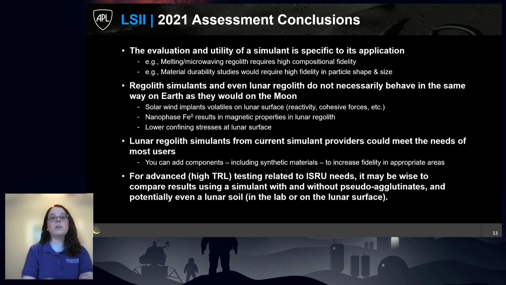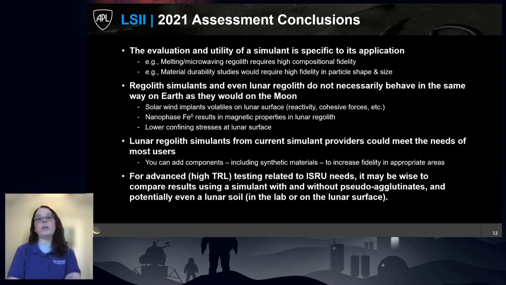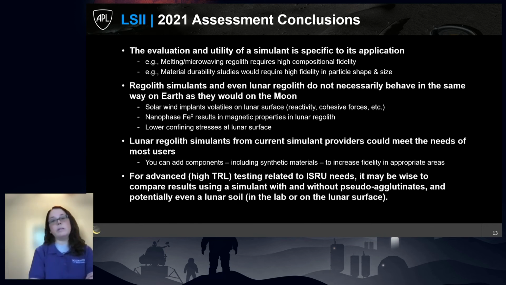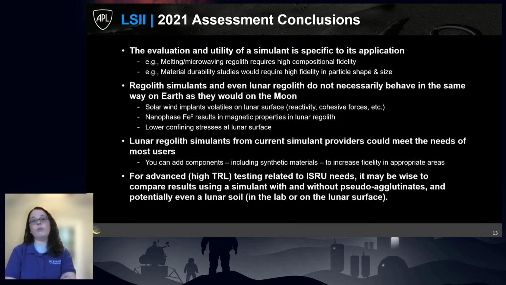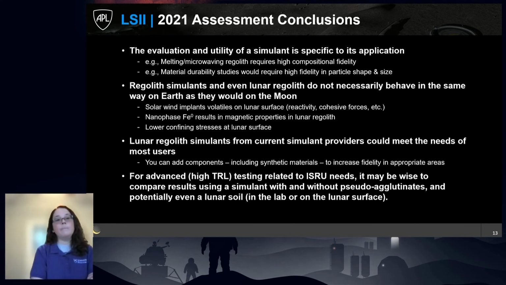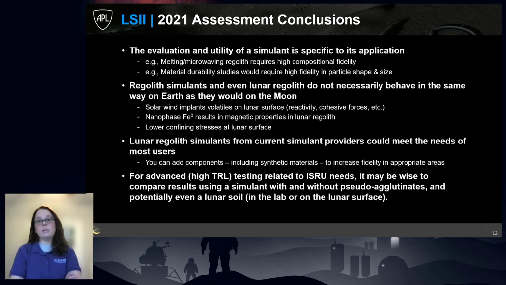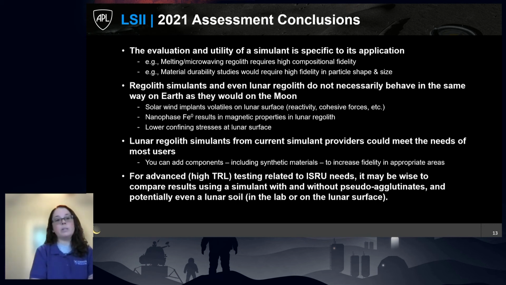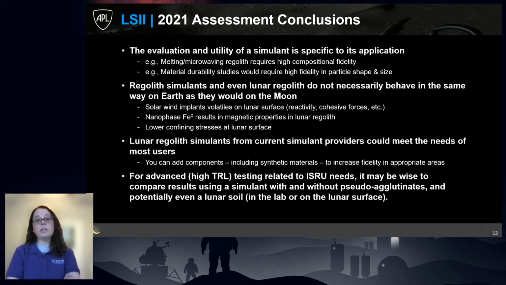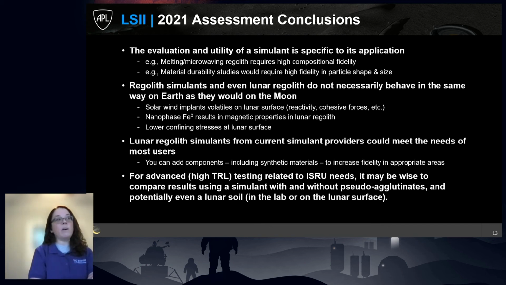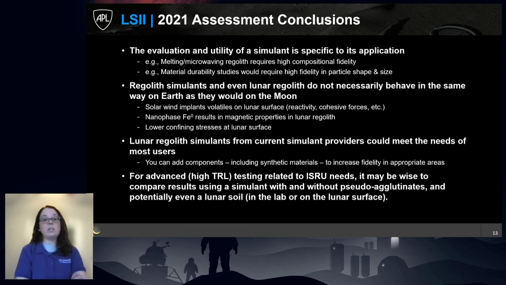So these are just the conclusions. What's really important to know is that your application is going to determine what you need in terms of fidelity. You might need high compositional fidelity if you're trying to melt, but if you're doing durability studies, you might need something that's better for particle shape and size. I will note that most needs for experiments can be met by the existing simulants, and where they fall short, you can actually add your own components to increase the fidelity.